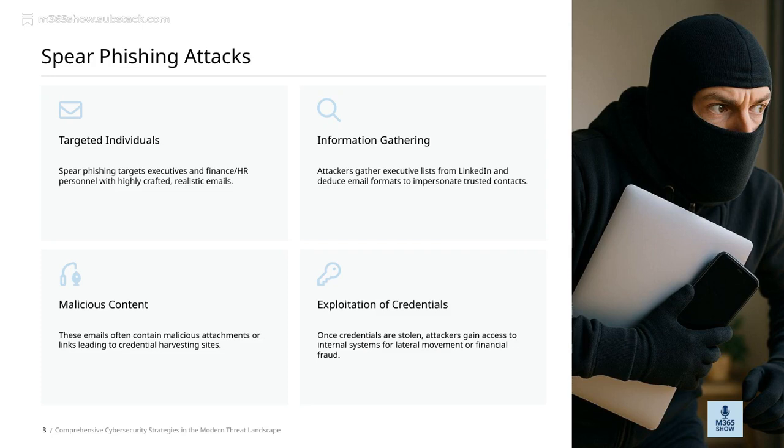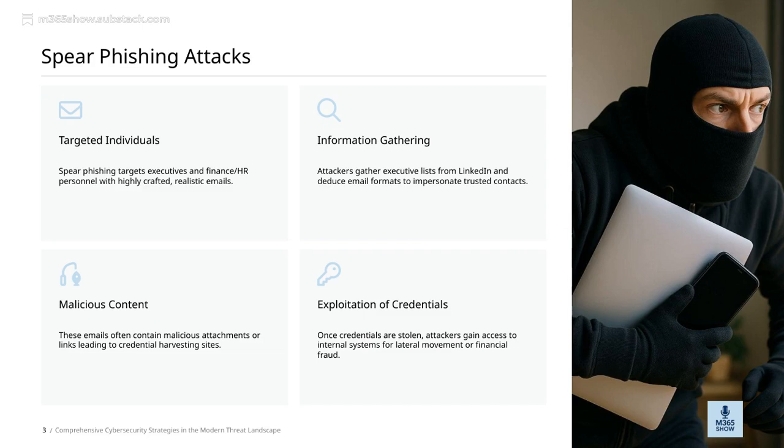It's a very targeted approach, where attackers gather information about executives from platforms like LinkedIn, and then deduce email formats to impersonate trusted contacts convincingly. Spear phishing doesn't just happen randomly, it is highly targeted. Attackers focus on executives and personnel in finance or HR because these roles often have access to sensitive information or financial resources. The emails they craft are very realistic and tailored, making it much harder for recipients to spot the fraud. Understanding these tactics helps us see the importance of being vigilant and implementing strong security measures to defend against such sophisticated attacks.